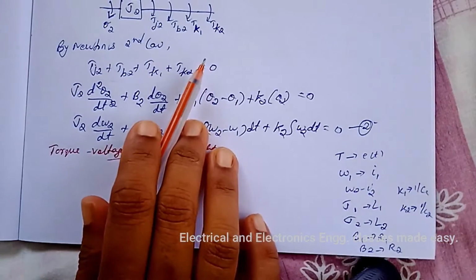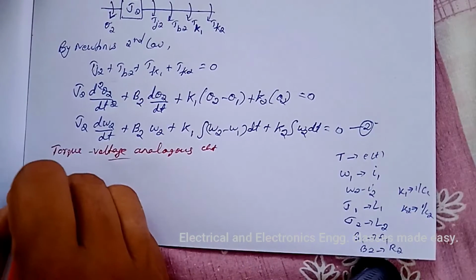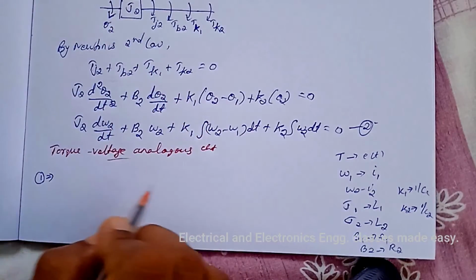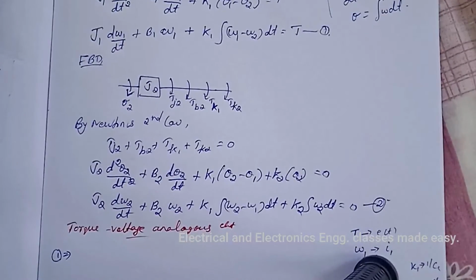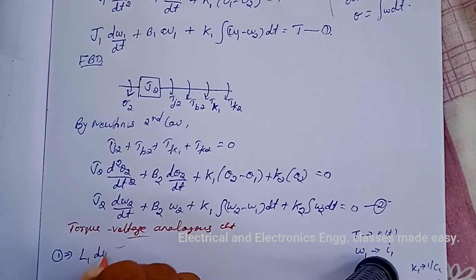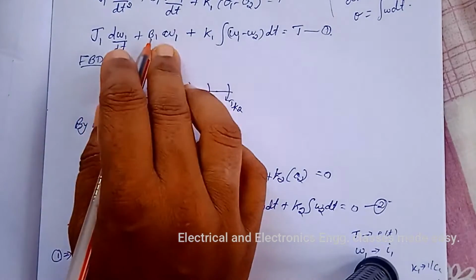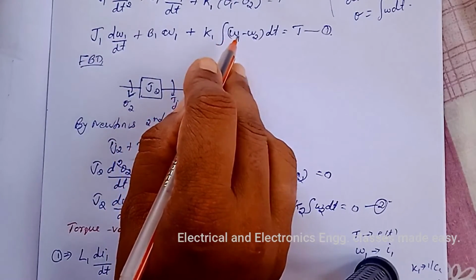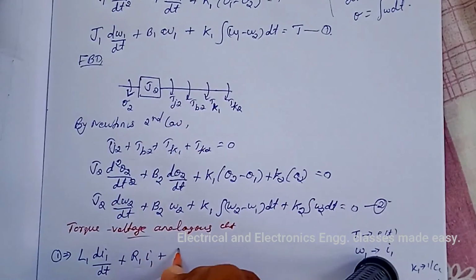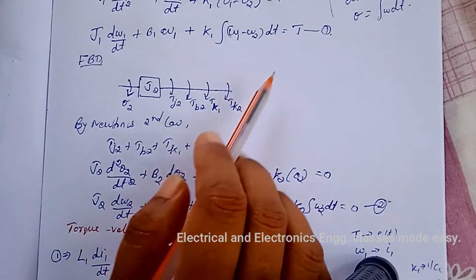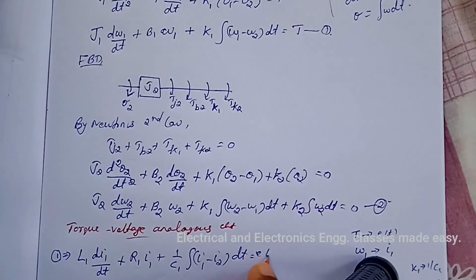So these two equations we can write. The first equation: J1 into d omega 1 by dt, we can write as L1 dI1 divided by dt, plus B1 into omega 1 as R1 into I1, plus K1 into integral of omega 1 minus omega 2 dt as 1 by C1 integral of I1 minus I2 dt, equal to T, which is analogous to E of t. So this is equation number 3.